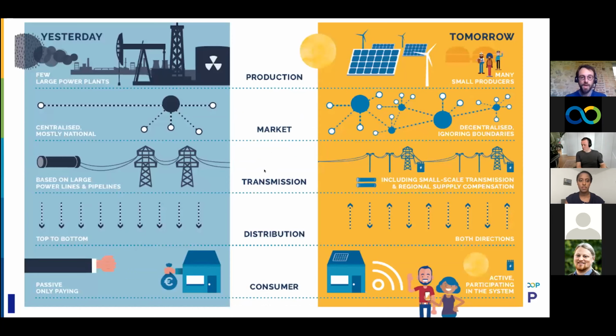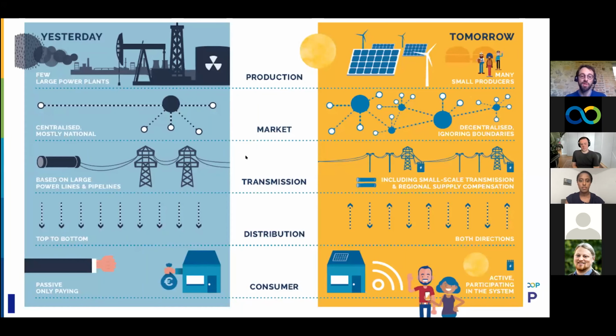So this is the context of the energy transition. On the production side, yesterday we had a lot of large power plants based on coal, gas, oil, or nuclear fuel technology. This is now changing, with a lot more renewables in the system based on wind or solar, as the lion's share of renewable energies, which are spread energies, right? And with a lot of small producers. So on the market side, this means we are shifting from a centralized market to a lot more decentralized ones, with a lot more market actors.